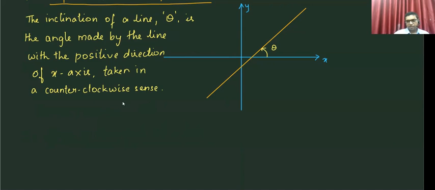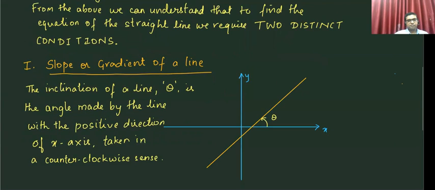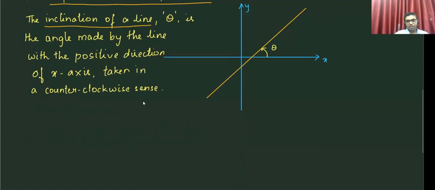Now can somebody tell me what will be the minimum value of the inclination and maximum value of the inclination? Anybody? I've not yet defined slope, but I first defined inclination. I've not yet come to that. 0 to 180 degrees. Yes, 0 to 180 degrees. Very good.